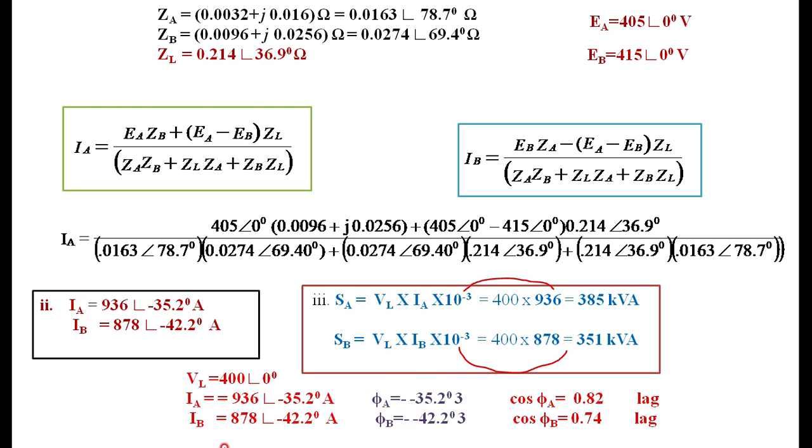Similarly, if you look into VL and IB, it is operating at 878 at an angle of 42.2 degrees, then angle phi B is 42.2 and cos phi B is 0.74 lag. Okay, this is how we have to solve the problem.